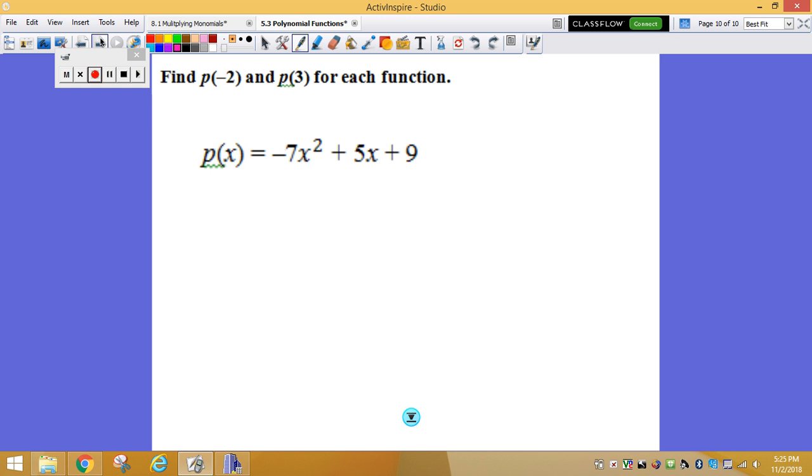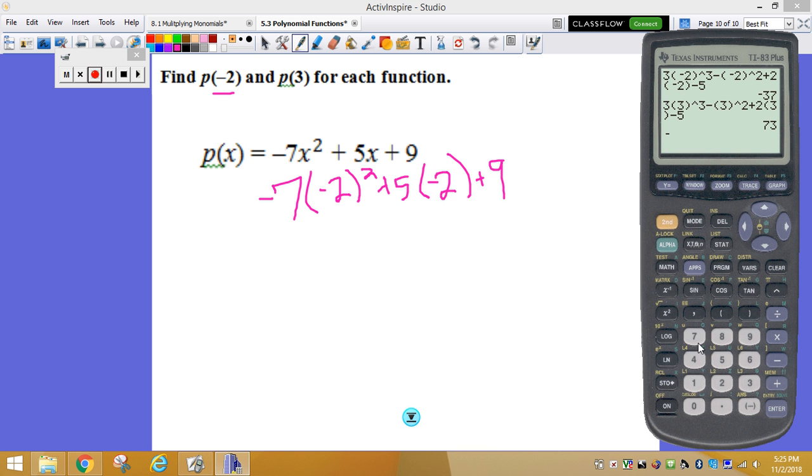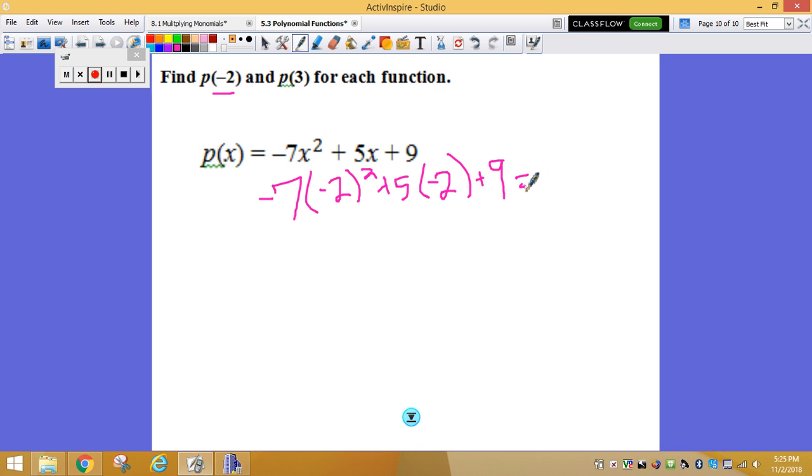I got one more. I'm only going to do the negative one. I think y'all are good with these. So everywhere I see an x, I'm going to plug in a negative 2. My writing gets sloppier and sloppier as these things go on. All right, so again, typing this in, I would type in negative 7, and in parentheses, I'd put negative 2 to the second, plus 5, and in parentheses, I'd put negative 2, and then end with a plus 9. I can hear Hudson coming. And you get negative 29.